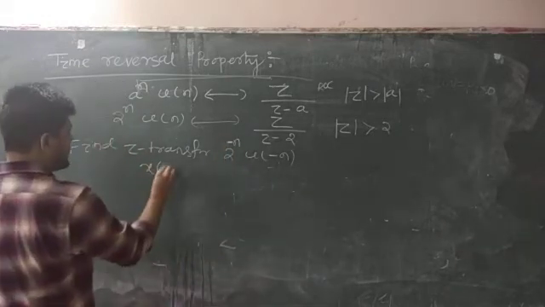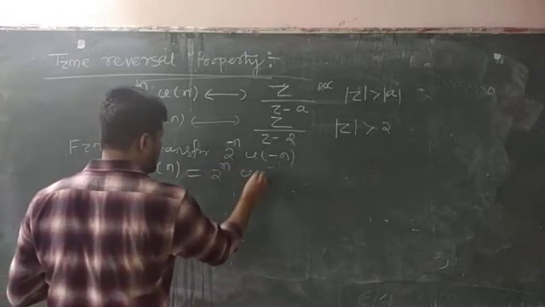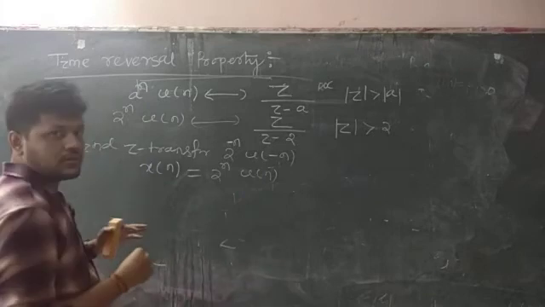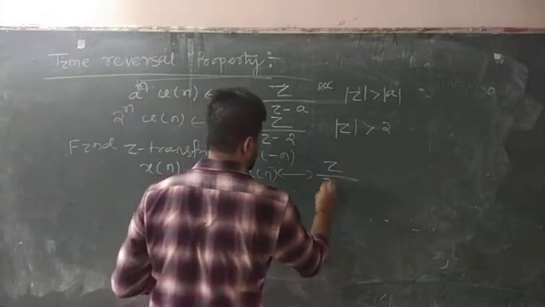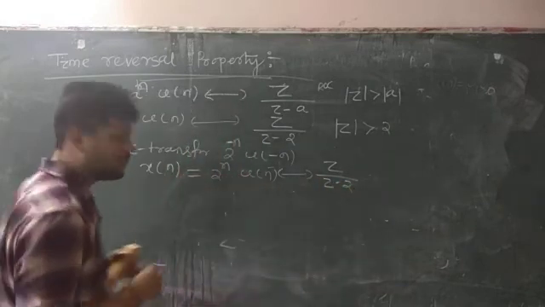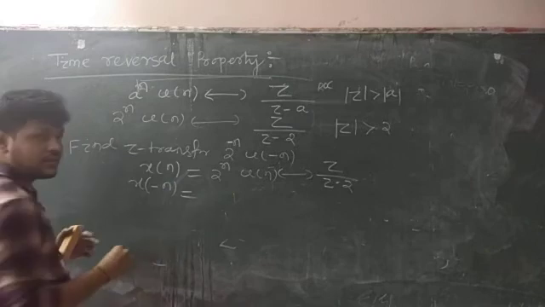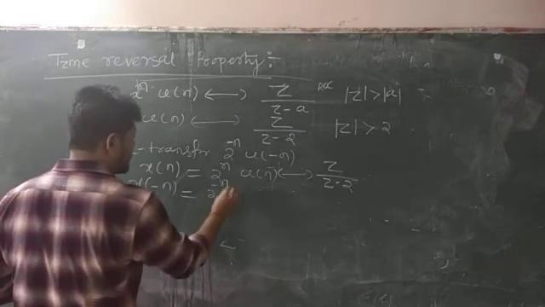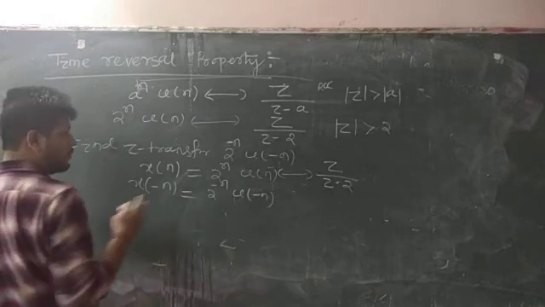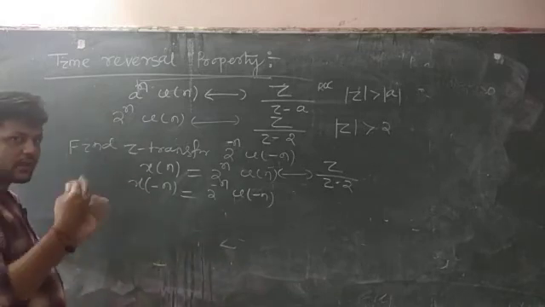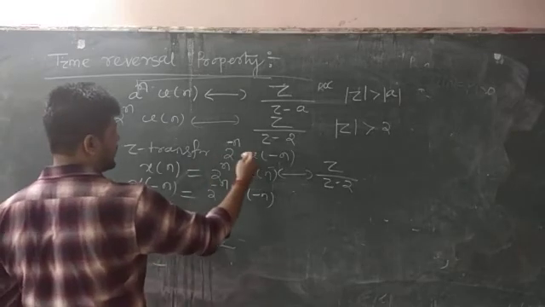So suppose x of n is equal to 2 to the power n u of n, you have to write it like this. And you know that for 2 to the power n u of n, the Z transform will be Z by Z minus 2. And then x of minus n means 2 to the power minus n u of minus n, that is the question. So you have to remember, you have to correlate what you have known and what the examiner is asking.